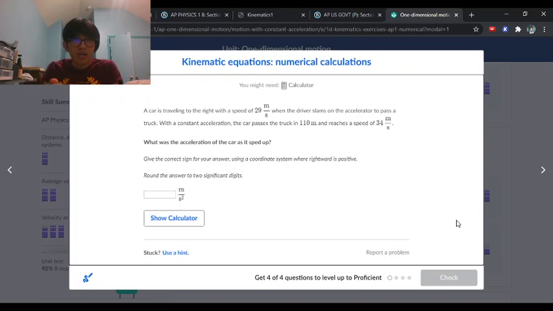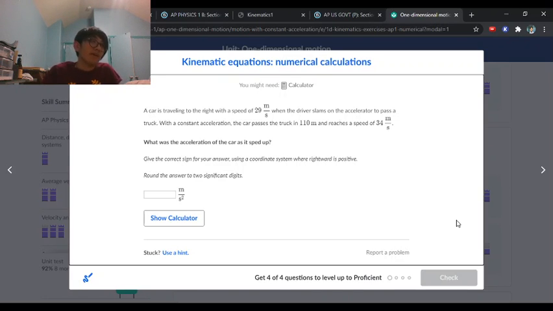So, of course, a car is traveling to the right with a speed of 29 meters per second. When a driver slams on the accelerator to pass a truck, with the car accelerating, the car passes the truck in 100 meters and reaches a speed of 34 meters per second. Okay, and the question is asking us what is the acceleration.